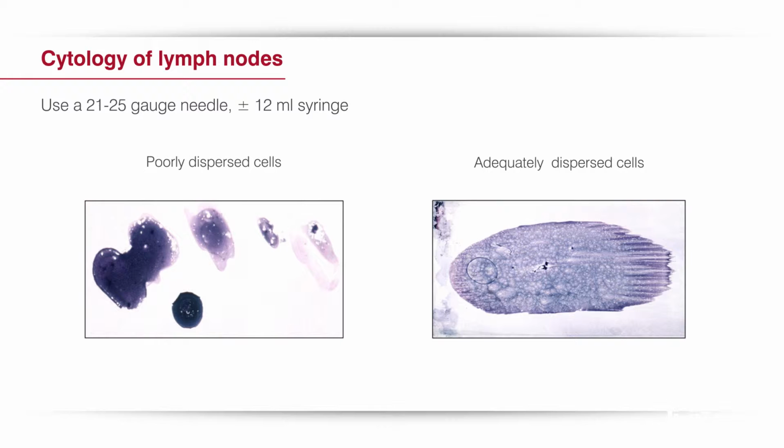A 21 to 25 gauge needle, with or without a syringe, is used to collect a sample for cytology. Only a small amount of material is needed, and this is gently expelled onto clean glass slides and dispersed with a spreader slide.